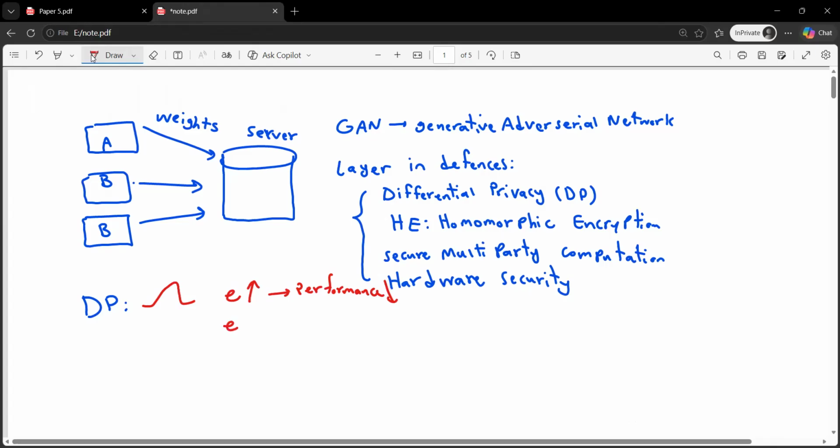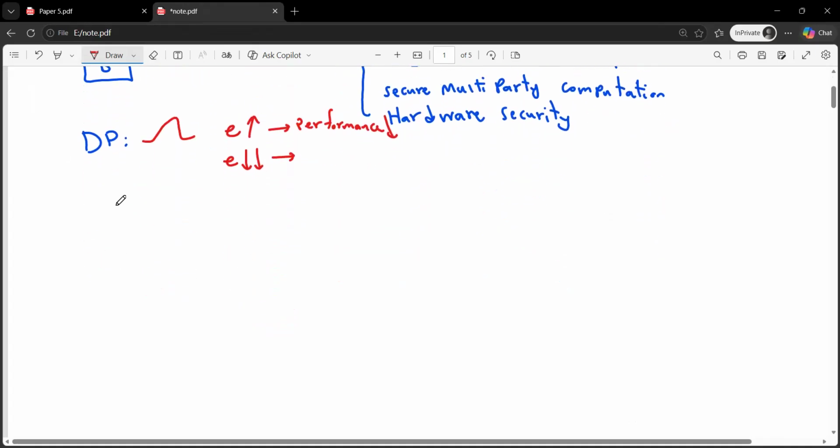But if the error is very, very low, then actually the attacker might be able to reconstruct the raw image. So you have to figure out what is the exact value that might satisfy this trade-off. And the second part of that, as I just explained, is about homomorphic encryption. Homomorphic encryption is the gold standard because it is a specialized scheme where the mathematical structure is completely preserved through encryption.